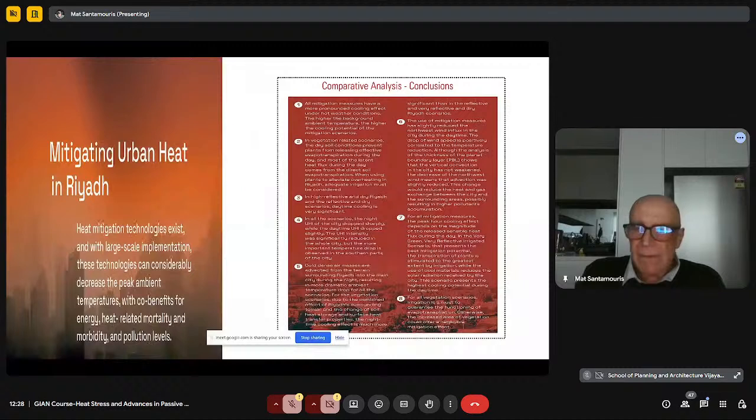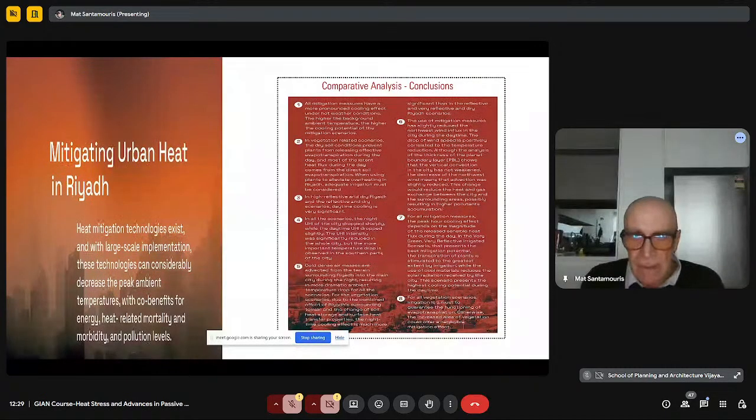I pass the results because we don't have enough time, and I would like to show also the energy analysis. So some conclusions. All mitigation measures have a more pronounced cooling effect under hot weather conditions. The higher the background ambient temperature, the higher the cooling potential of the mitigation scenarios.